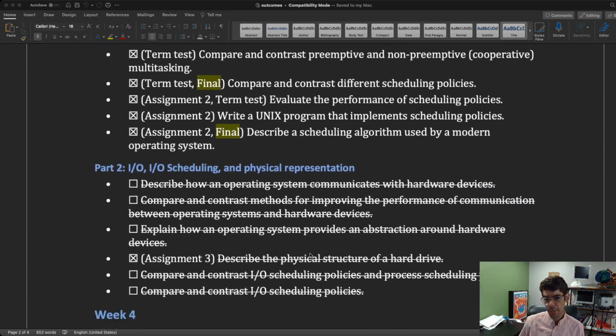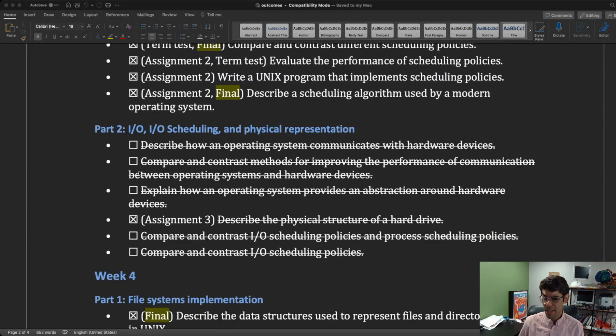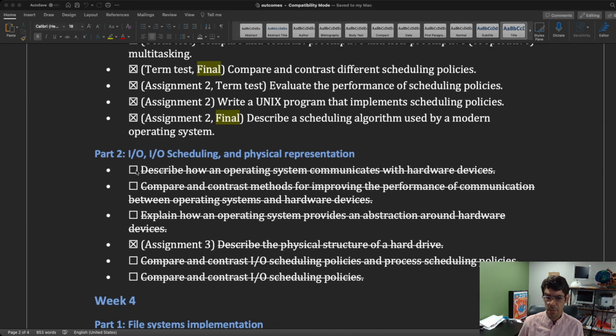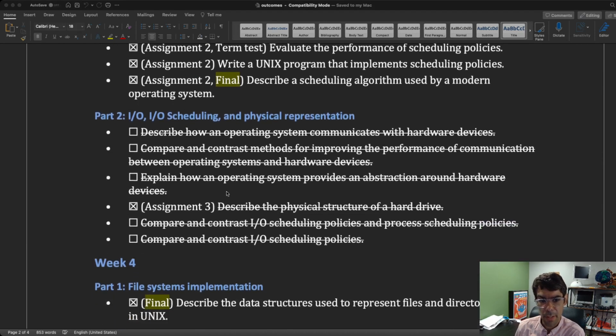In the first version of this document that I posted, I just deleted this part 2 from week 3. I've stricken it here because you have actually been assessed implicitly on one of these. In assignment 3 for the EXFAT file system, you don't really have to describe the physical structure of a hard drive, but you do have to be able to think in terms of things like sectors to be able to do the assignment at all. So you've been assessed on that partially, but the rest of it you don't have to worry about. You're not going to be assessed on that.